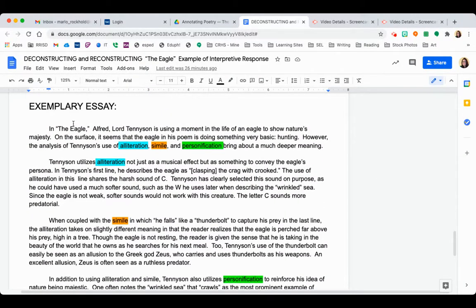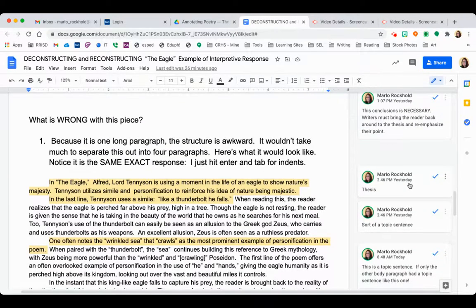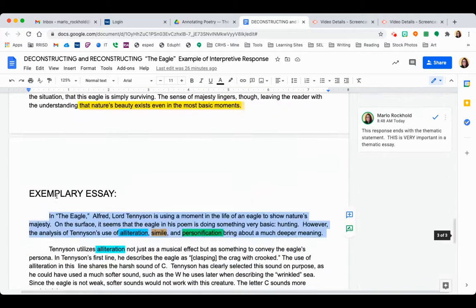So you'll notice I don't have a whole lot going on in the intro that is much different from the original one. It's still two or three lines like this one was. In fact, it starts out the same: Alfred Lord Tennyson is using a moment in the life of an eagle to show nature's majesty. I didn't change that too much. Actually, I didn't change that at all. That was a good intro sentence.